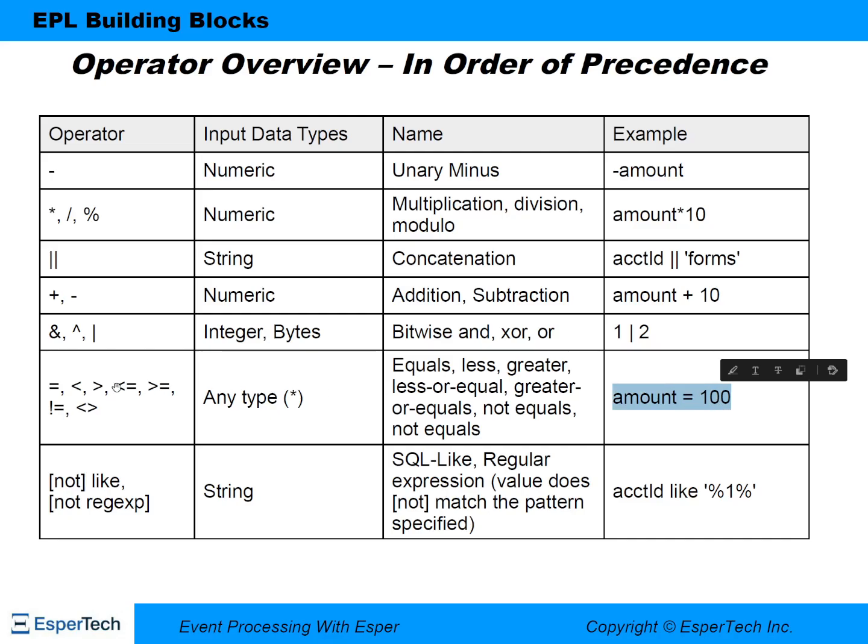The equals, not equals and comparison operators apply to any input type. For instance, amount equals 100. The like, not like, regexp and not regexp operators apply to strings. They are used to check whether a value matches the pattern specified. For instance, accountId like quotes %1%.